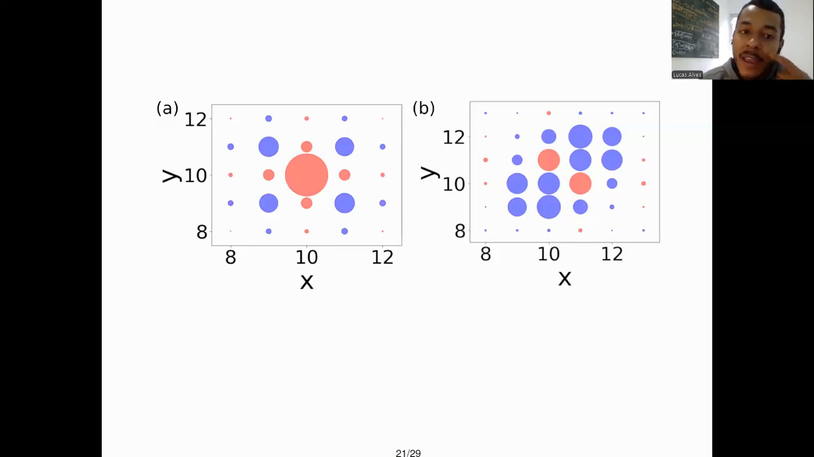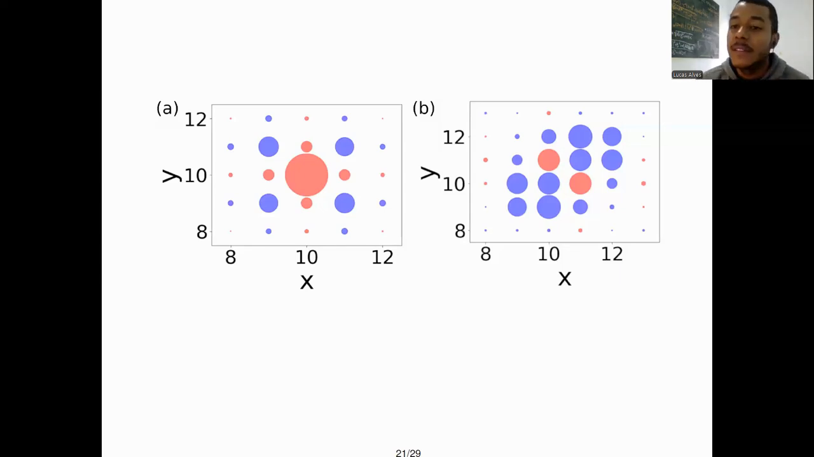Figure A corresponds to changing the local potential in just one site, and this corresponds to the conserved case. And in figure B, we introduce in the system a nearest hopping. In that case, the red and blue circles do not cancel each other, which means that the topological order is not conserved here.